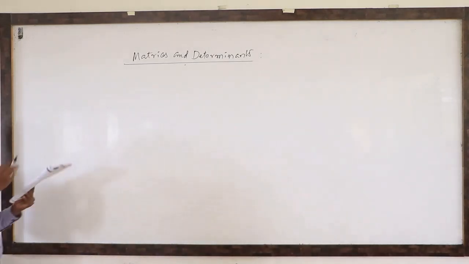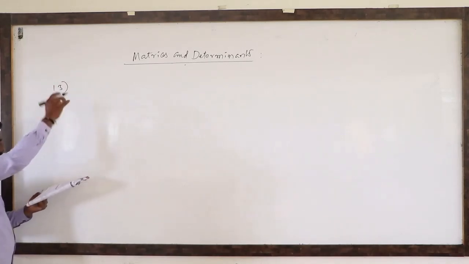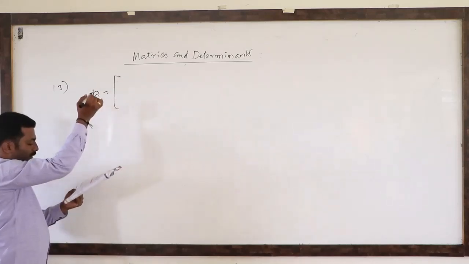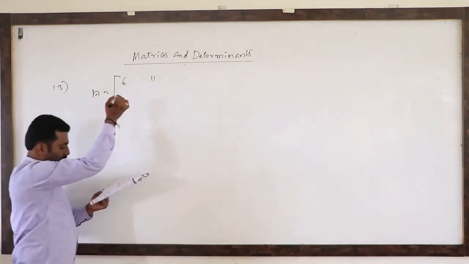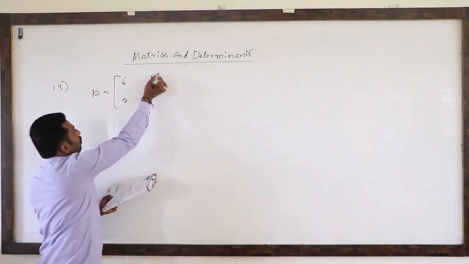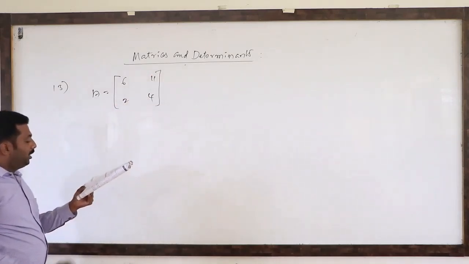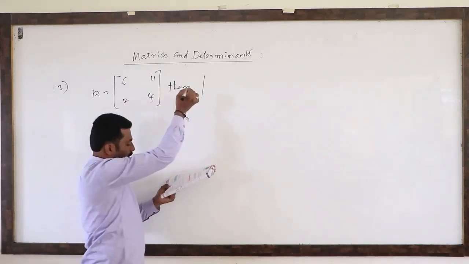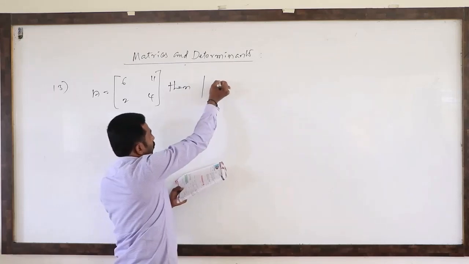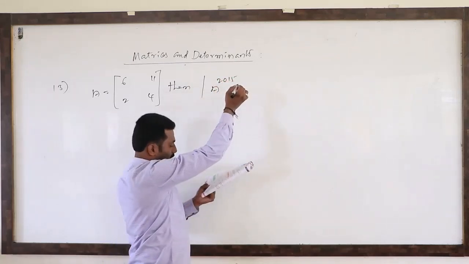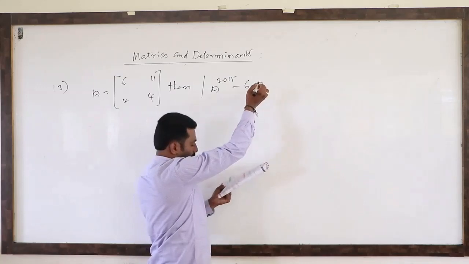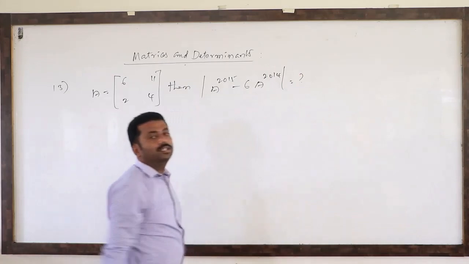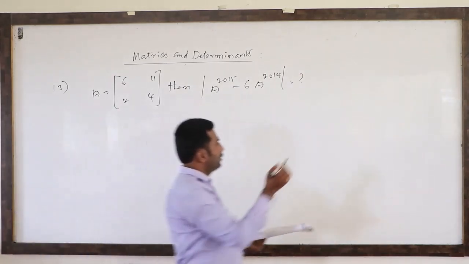Question number 13. Matrix A is given by 6, 11, 2, 4. Then they are asking the value of the determinant of A to the power 2015 minus 6 into A to the power 2014. We will see the options once.